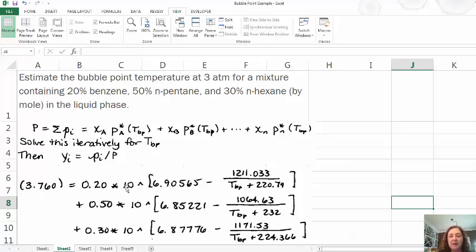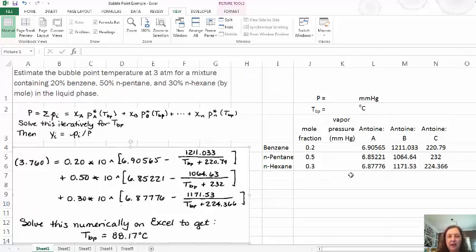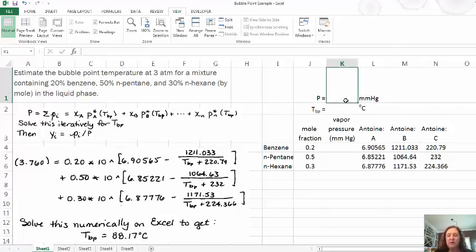I've taken the mole fractions times the vapor pressure for each of my substances, but the temperature is unknown, and we need to solve for that. So that's where Excel is going to be very handy. I've already set that up, and if we look at this, I know that the pressure is 3 atmospheres. I want it in millimeters of mercury, so I'll simply put in the formula 3 times 760, and I find that it's 2,280 millimeters of mercury.